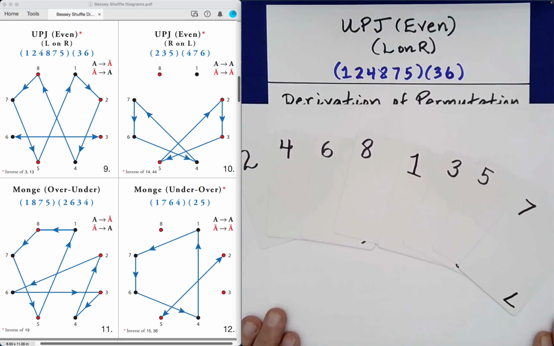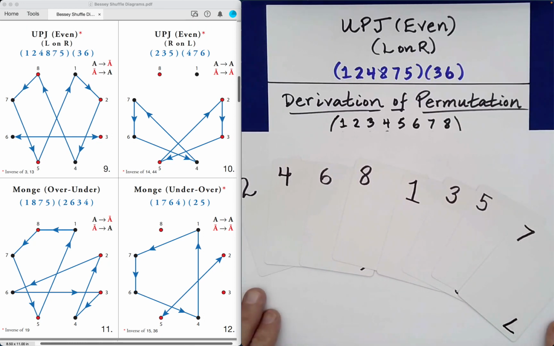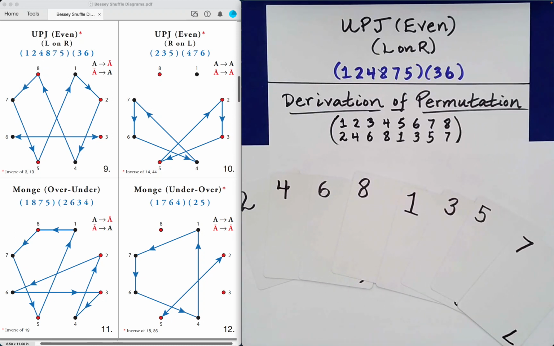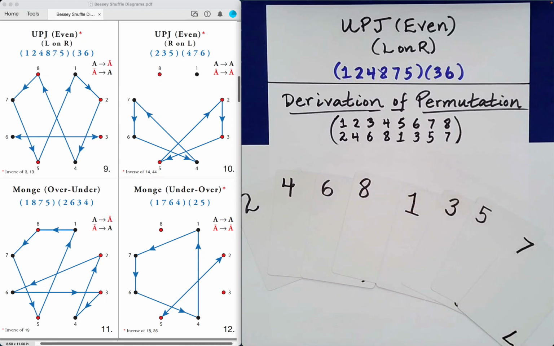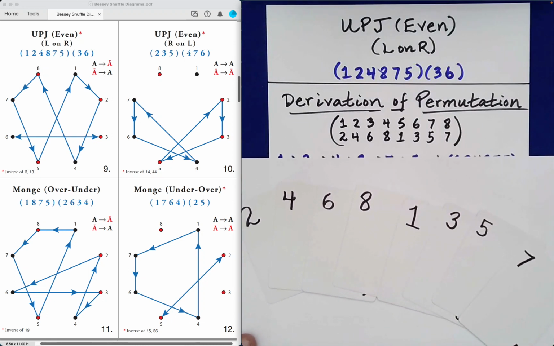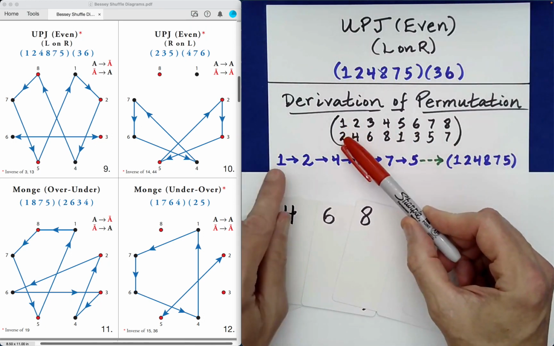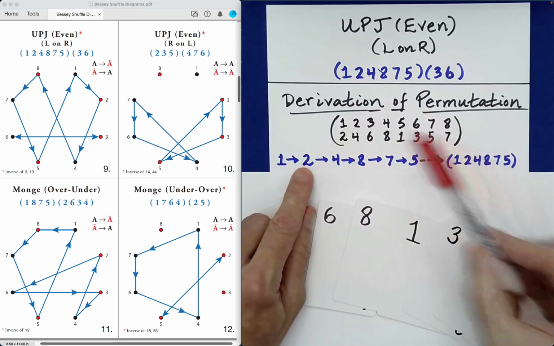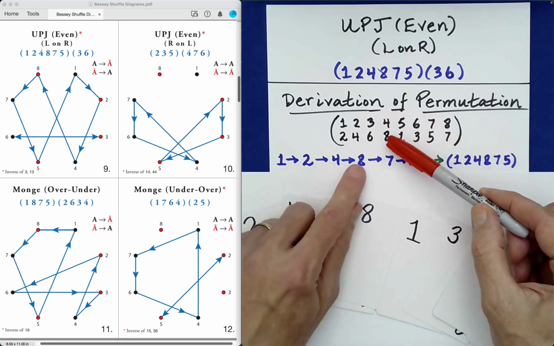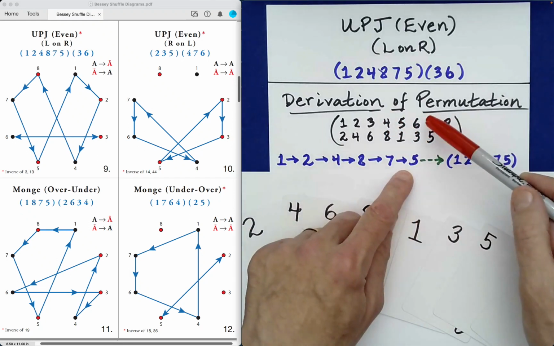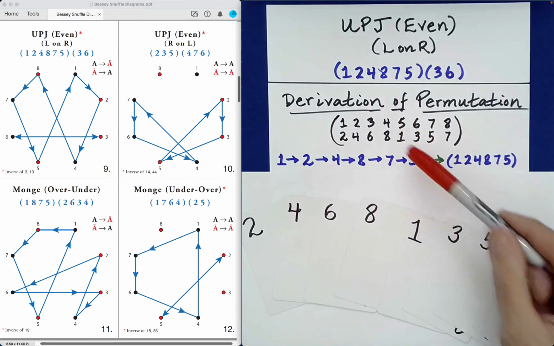That's kind of interesting. So let's take a look at what I've written up formally. So here is the two-line notation in which I've indicated that we now have the ordering 2, 4, 6, 8, 1, 3, 5, 7. Now we can rewrite this in cycle notation as follows. 1 goes to 2, so I have an arrow from 1 to 2. 2 goes to 4. 4 goes to 8. 8 goes to 7. And 7 goes to 5. And finally, 5 goes to 1. So it wraps back around.